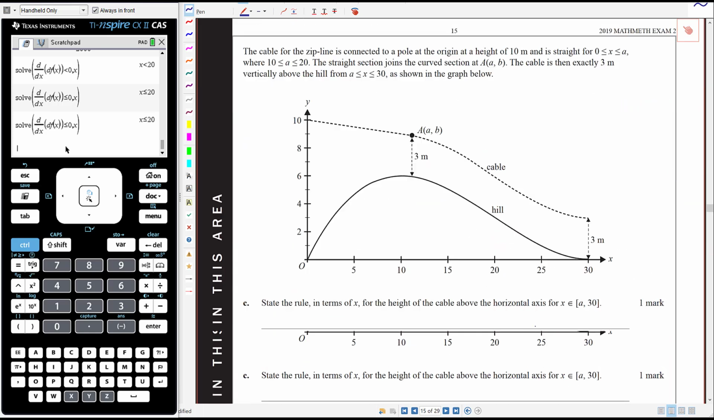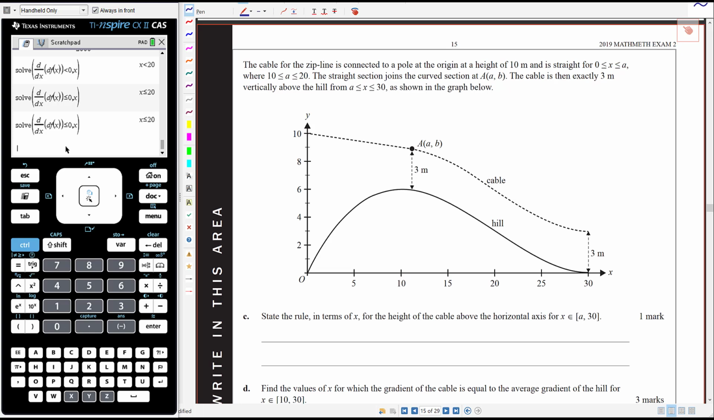Okay, anyway, the cable for the zip line is connected to a pole at the origin at a height of 10 meters. So this is the pole here, and is straight for x between 0 and a, and a is somewhere between 10 and 20. Okay, so we can shift around the point A. It could be down here, for example, in which case we do a straight line from there, pretend that was straight, and then we follow the hill shape from that point.